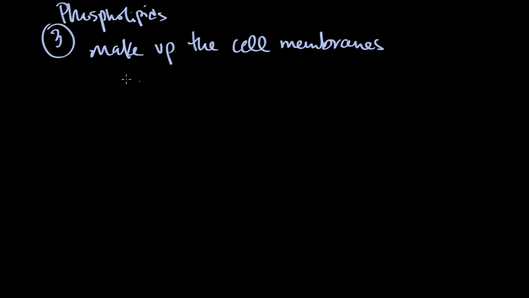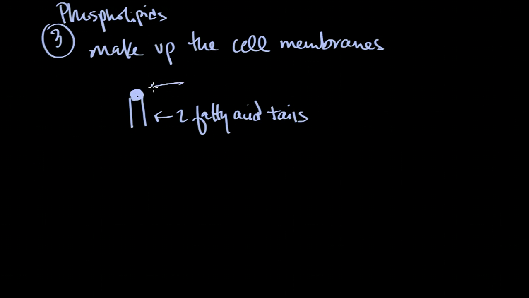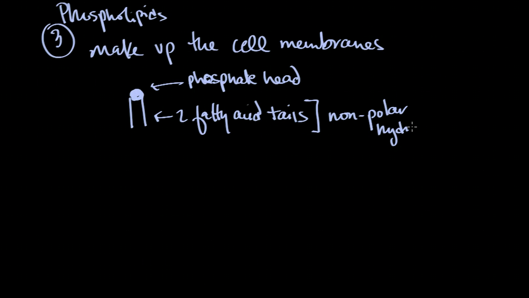So they make up the cell membrane, and if you remember, we sometimes draw them like this: a phospholipid with fatty acid tails. We've got two fatty acid tails, and then this part is the phosphate head. If you think about this, we know that fatty acids, based on their molecular structure, are nonpolar, which means that they are hydrophobic.